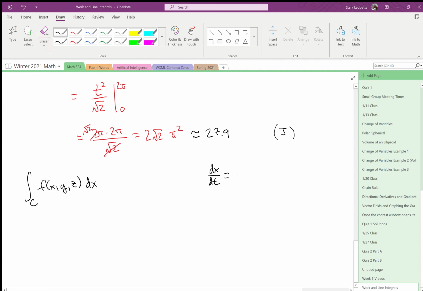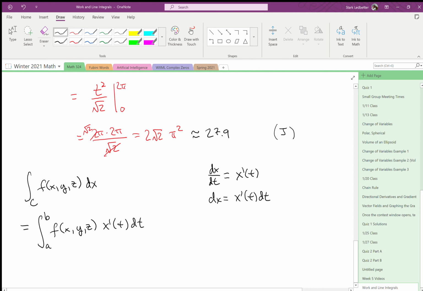Okay, well that's a lot easier. dx by dt is just x prime of t. So then dx should be equal to x prime of t dt. So this formula should be the integral from the first to the last t value of f of xyz times x prime of t dt.